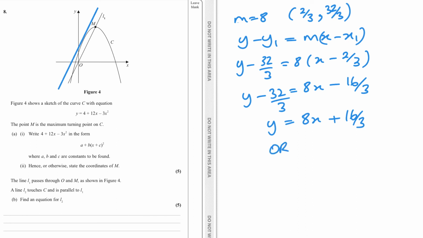Alternatively, how I could write it is multiply by my 3 and then rearrange to make it equal to 0. This is probably a nicer way of writing it at the end, but I probably wouldn't mess around too much in an exam, just in case of making a silly mistake.